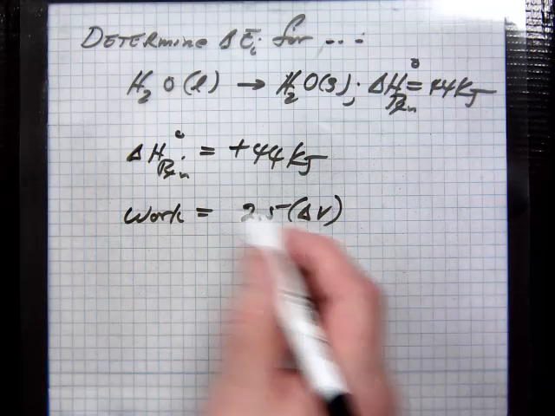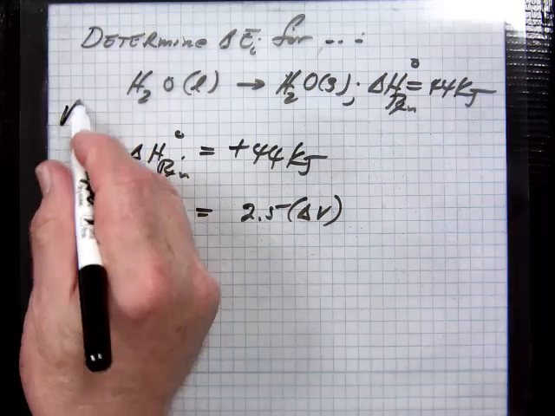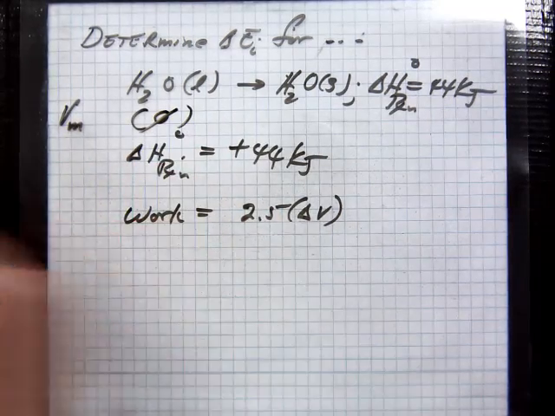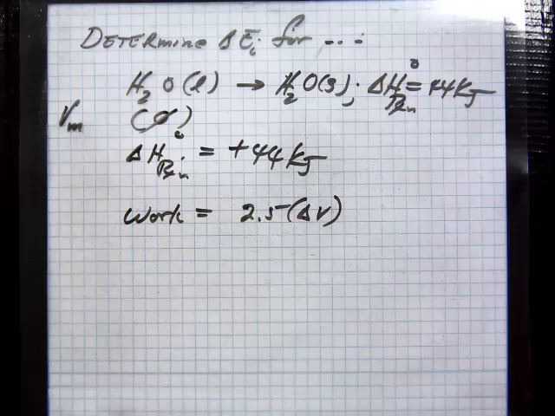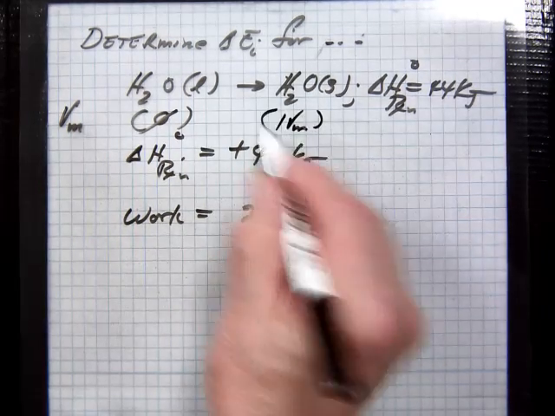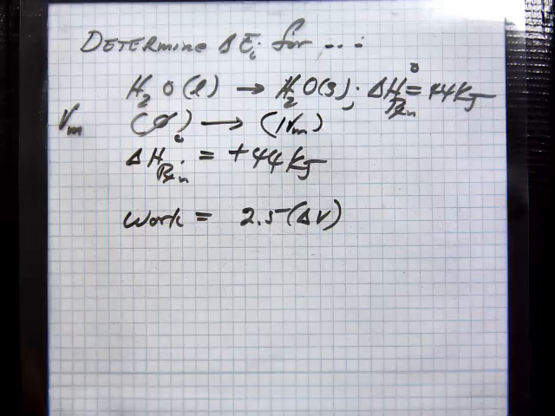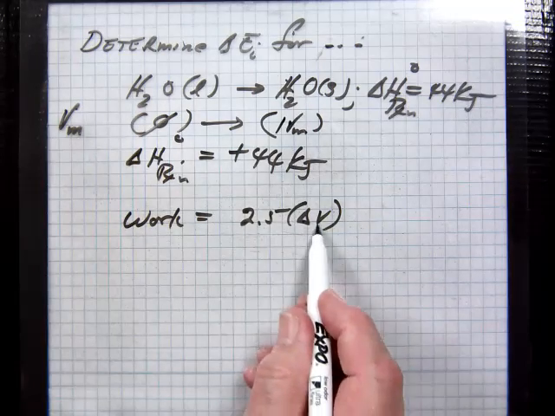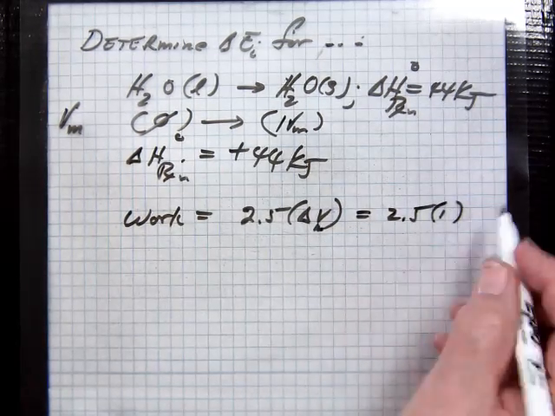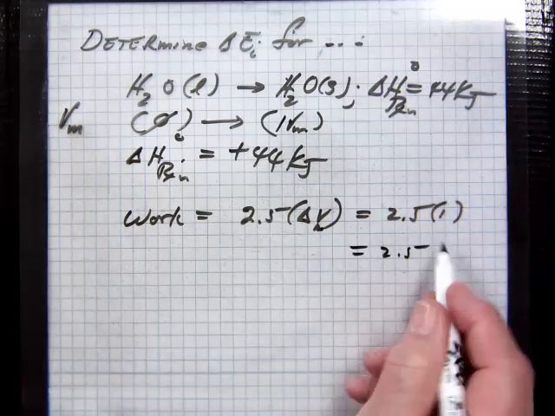Well, what's the delta V in here? Well, molar volumes of any liquids and solids is 0. Molar volumes only apply to gases, guys. So this is 1 Vm over here. So you're expanding from 0 to 1. So your work right here is 2.5 times 1, or 2.5, and this comes out in kilojoules.